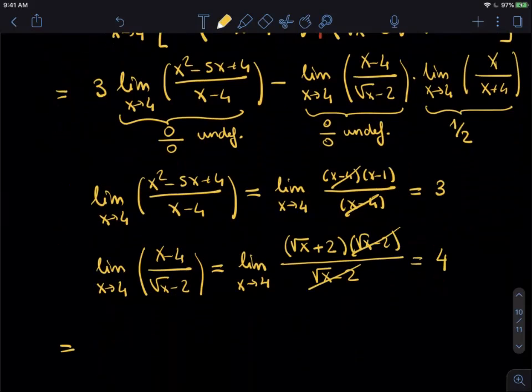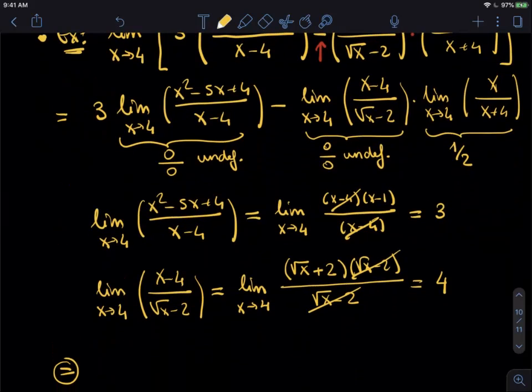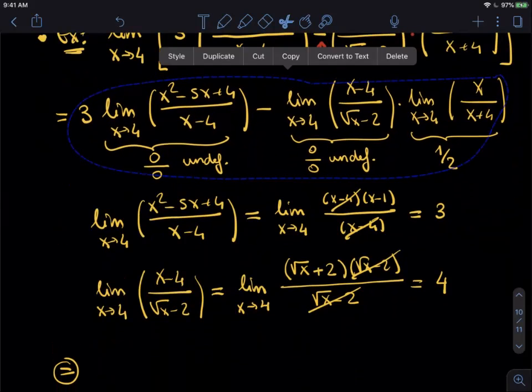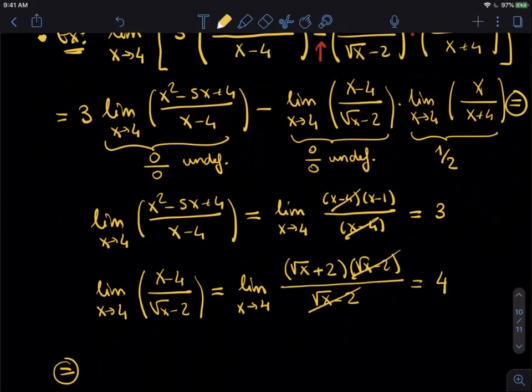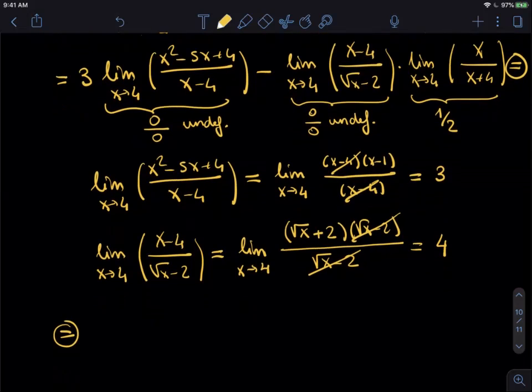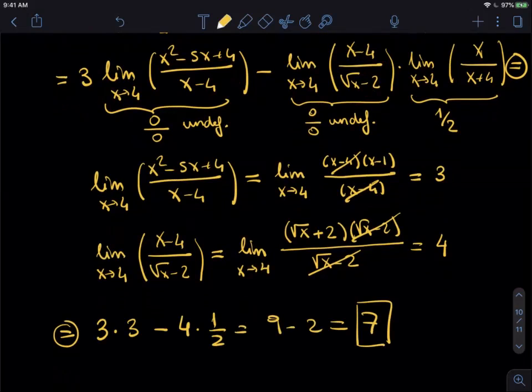So now with this information, let me create some space here. There we go. With this information, we can come back to the main computation, and we have 3 times the result of computing this limit, which is 3, and then the result of computing this limit, which is 4. So 3 times 3 minus 4 times 1/2, this is 9 minus 2, that makes 7. Lucky 7, that's the end of the computation.